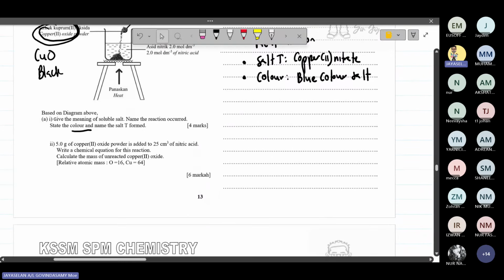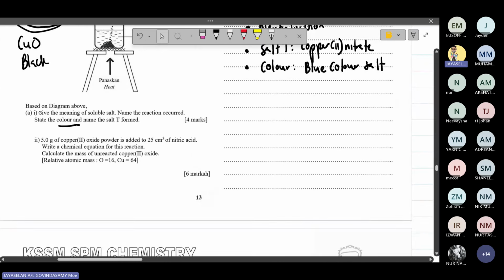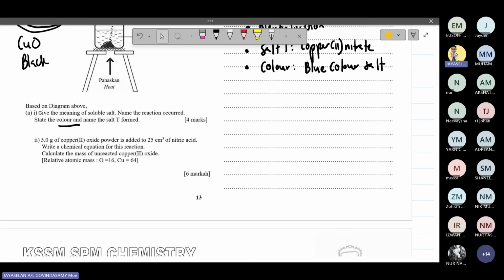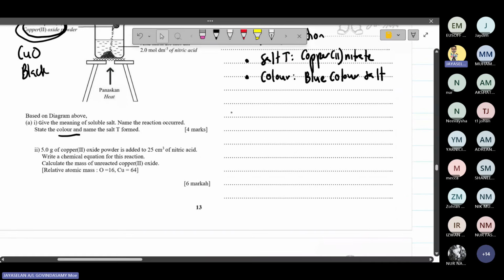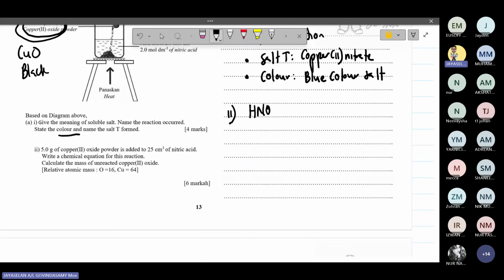Okay, next one, they ask you what? 5 gram of copper 2 oxide is added into 25 cm³ of nitric acid. Write down the chemical equation. So I do the chemical equation first. I take nitric acid reacting with copper 2 oxide.